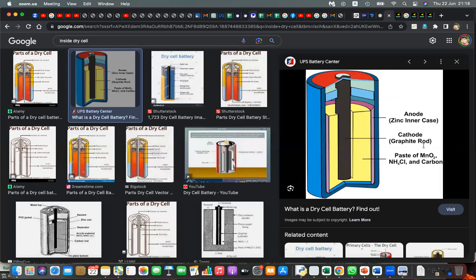This is the graphite rod, that is the cathode. Anode is the zinc.